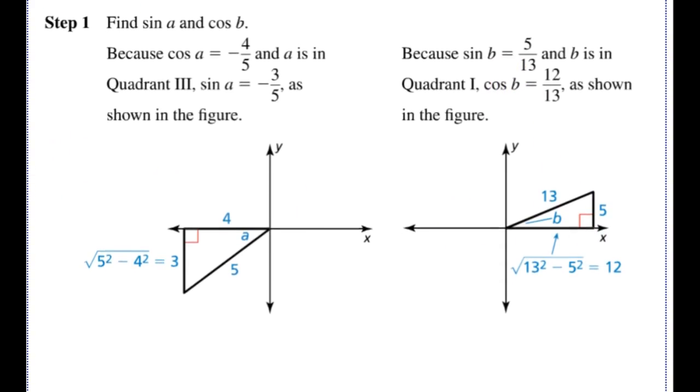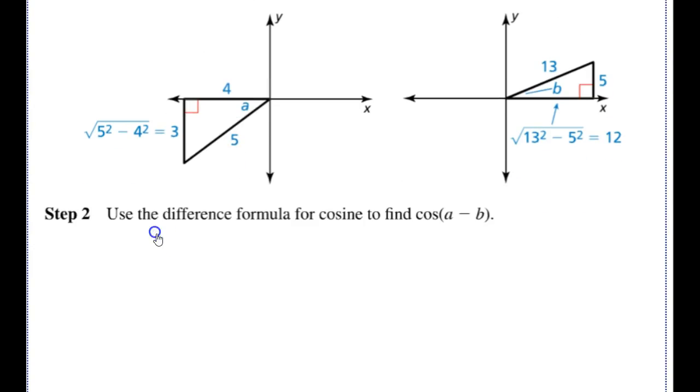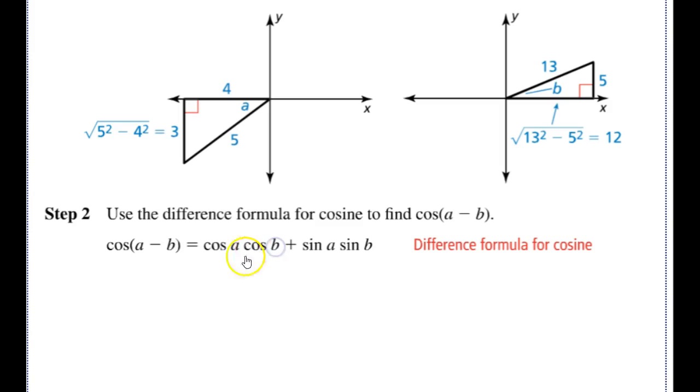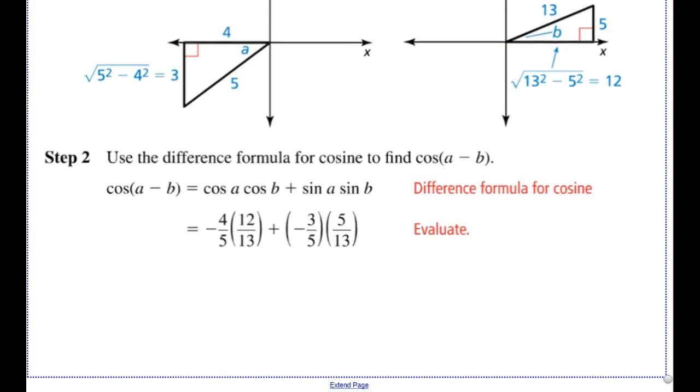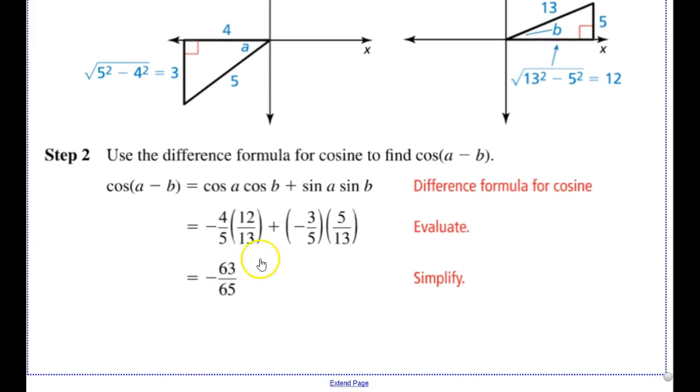So now I have the information that I need to use my difference formula to find the cosine of A minus B. I just use my difference formula and plug in the things that I found from drawing out my triangles, and then I can simplify and evaluate.